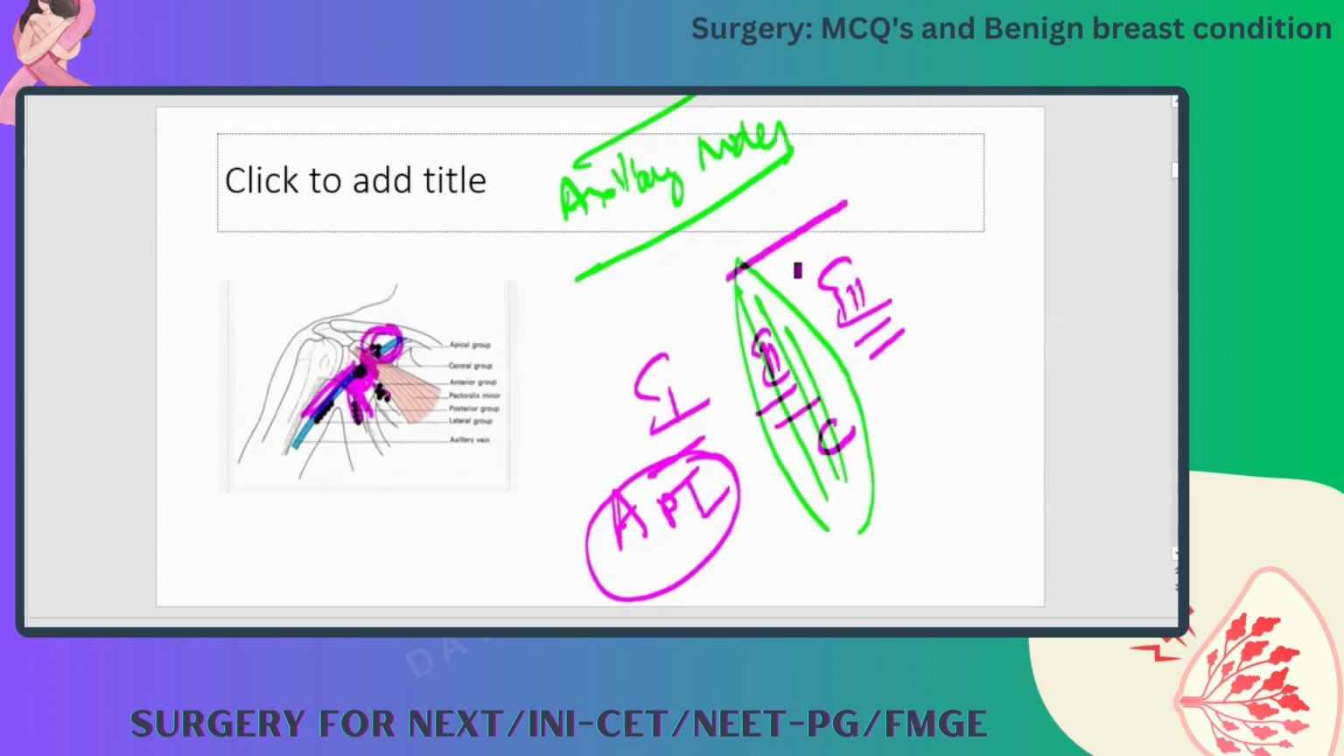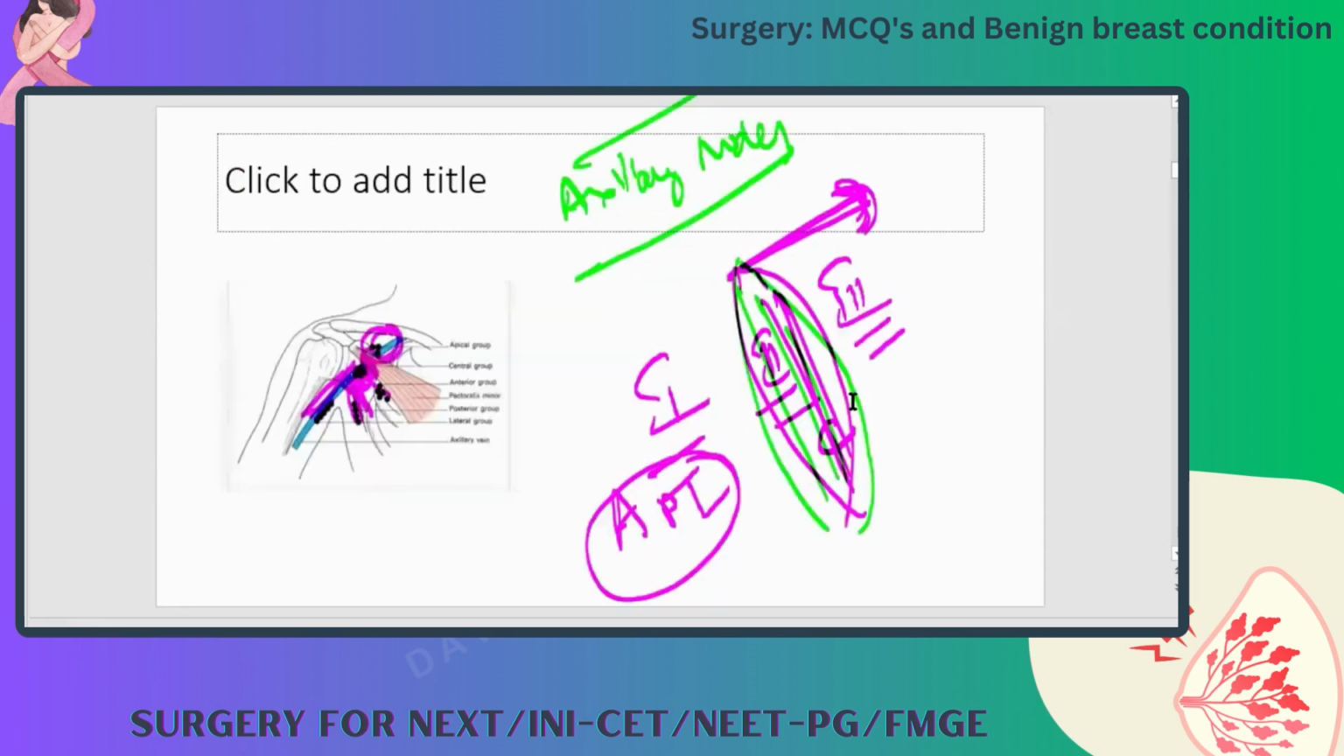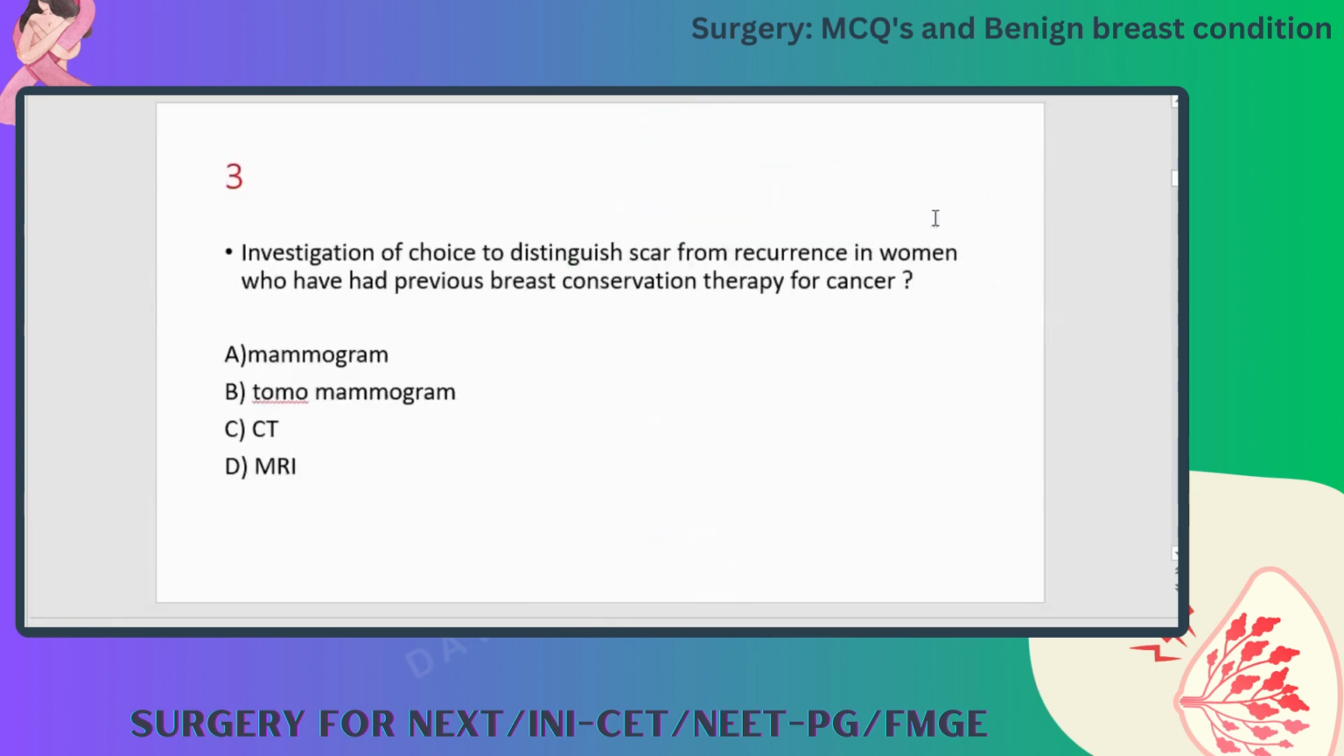What is the specific name given to the interpectoral nodes? Anybody? Interpectoral nodes, what is that known as? Rotter's lymph nodes. Rotter, R-O-T-T-E-R, Rotter's lymph nodes.